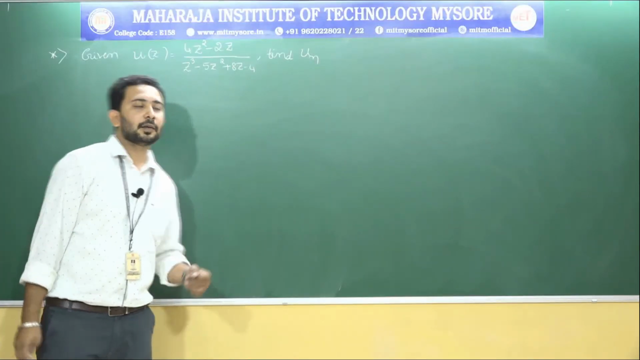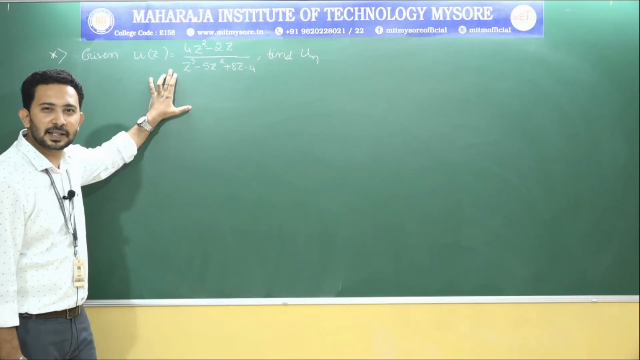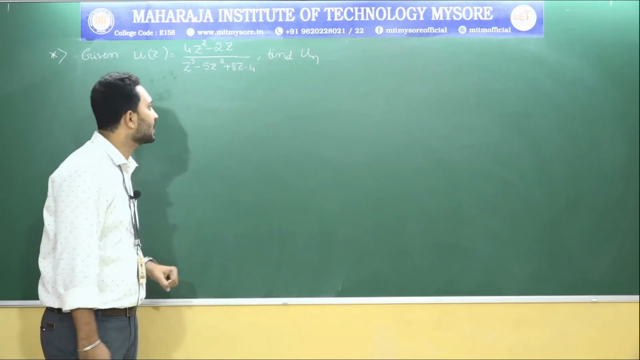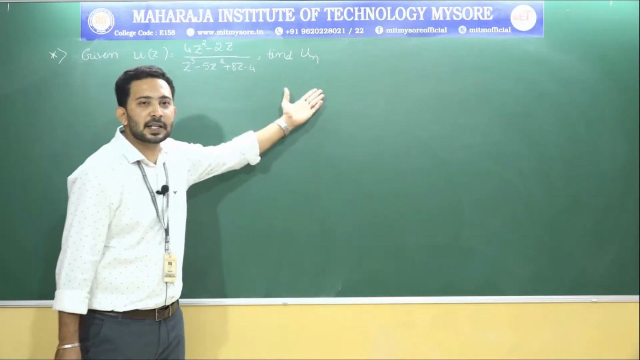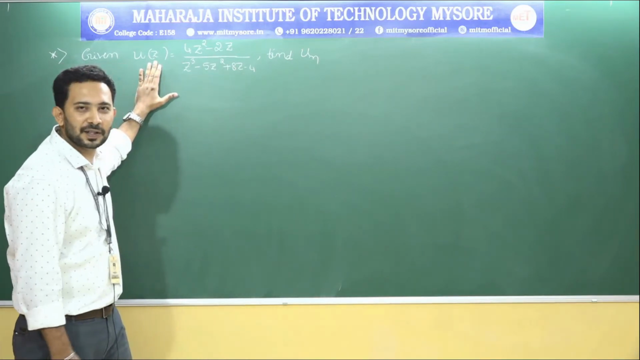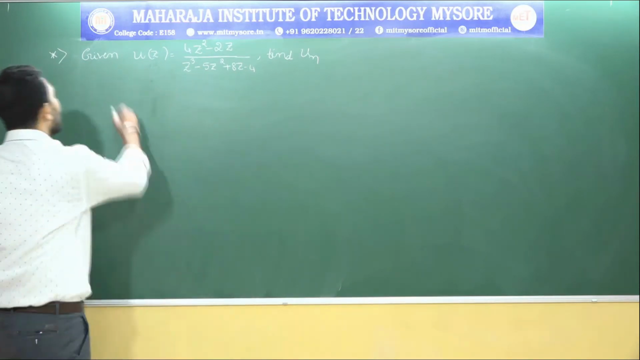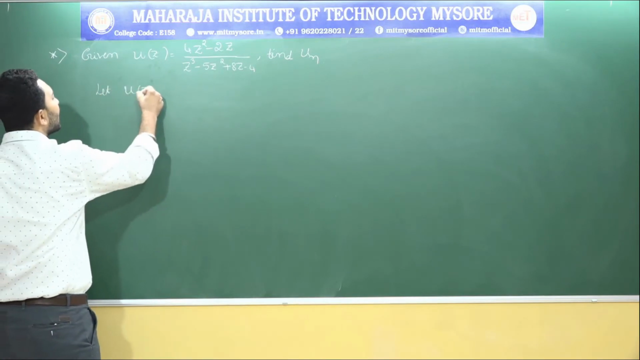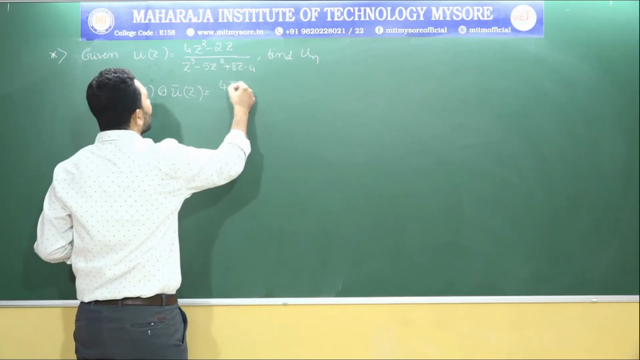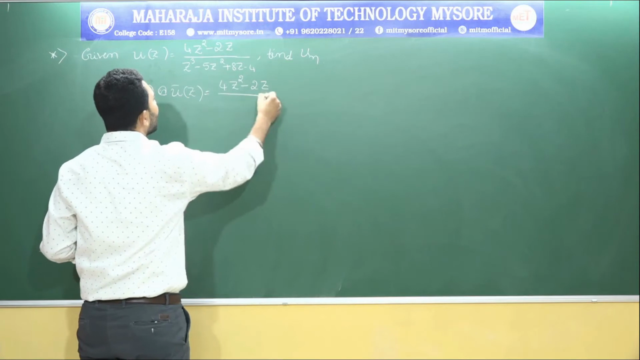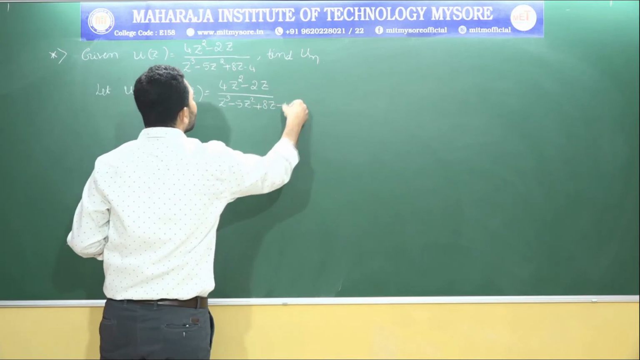So next problem. Here given u of z equals 4z square minus 2z divided by z cube minus 5z square plus 8z minus 4. Find un. As I mentioned earlier, un is the inverse z transformation of u of z or u bar of z. So we need to find inverse z transformation here. Let u bar of z equals 4z square minus 2z divided by z cube minus 5z square plus 8z minus 4.